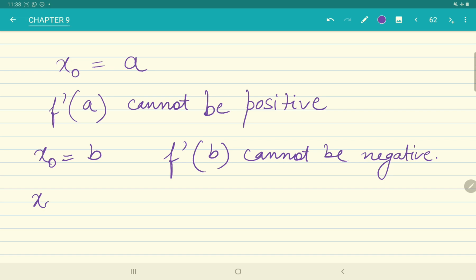Also, if x naught lies in the interior of the interval ab, and I know that x naught is a maximum point for f in that closed bounded interval ab, and I also know that the function is differentiable in that interval, then f prime x naught is equal to 0. So we can actually take up these cases diagrammatically also.